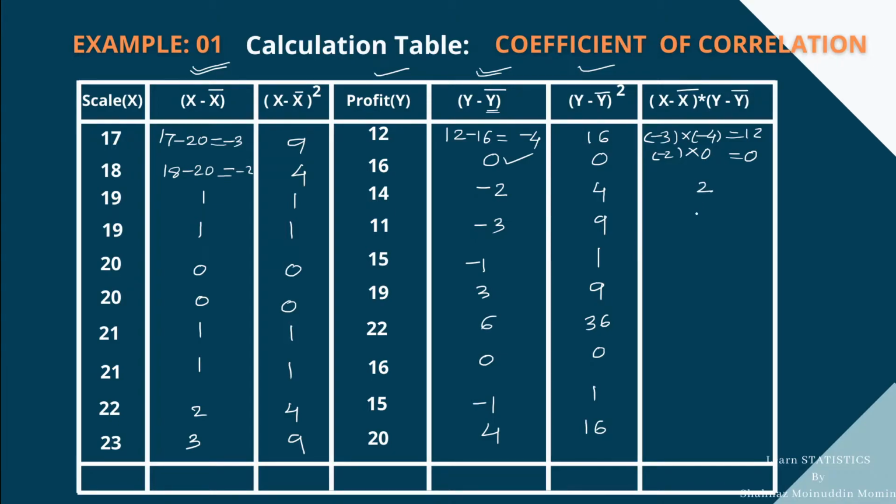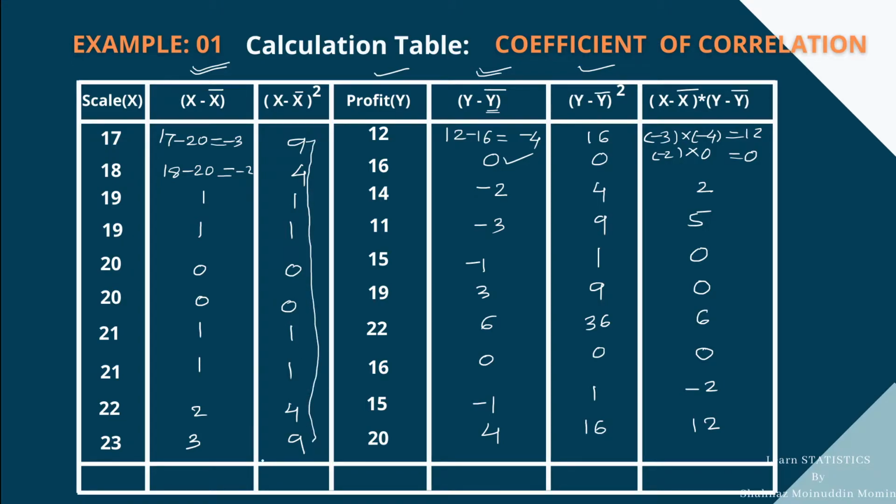The remaining values of the product include 2, 5, 0, 0, 6, 0, minus 2, and the last is 3 into 4, that is 12. These are the columns of the calculation table. Now we require the total of (x minus x bar) square. So we obtain the total by adding all these terms.